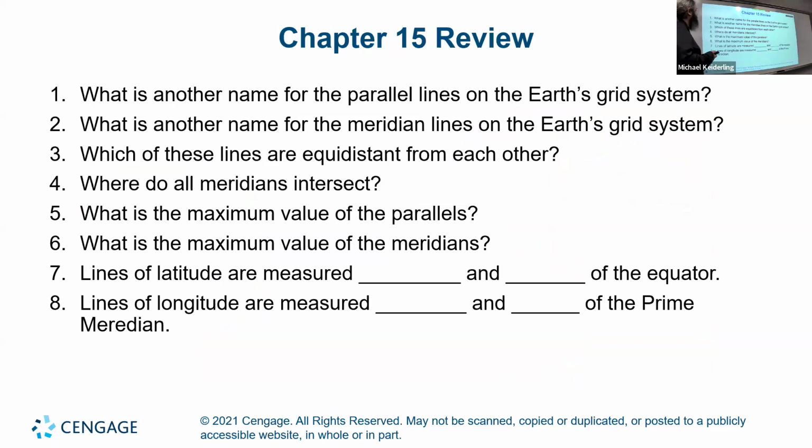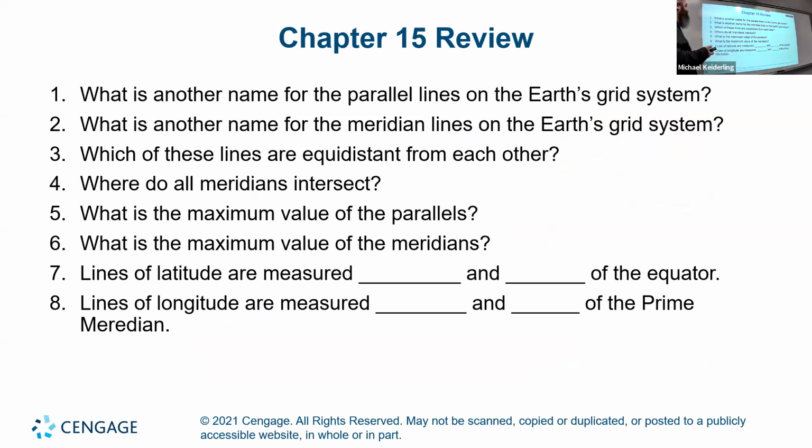So that's the end of chapter 15. So another name for the parallel lines on the Earth's grid system are lines of latitude, like a ladder. They go up and down, north and south. The meridian lines of the Earth's grid system are lines of longitude. These go along, east and west.